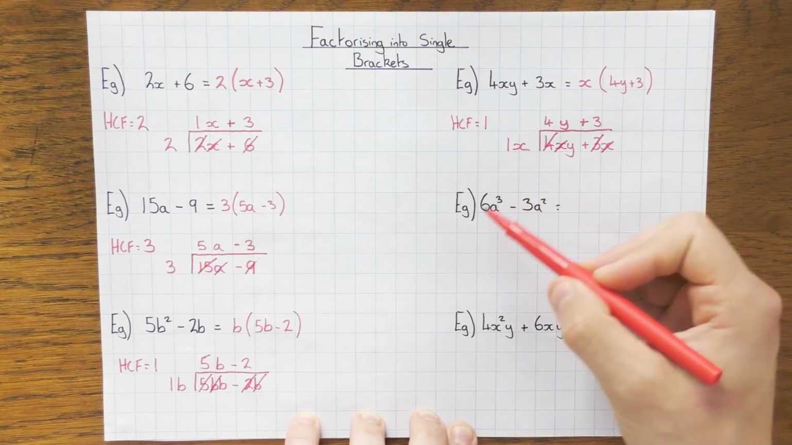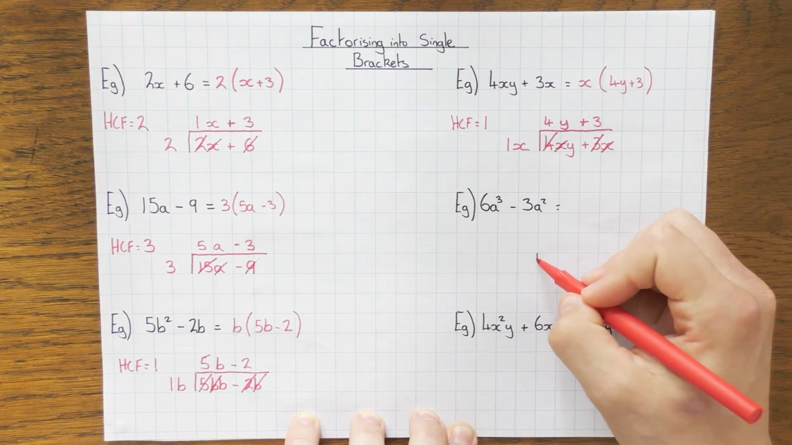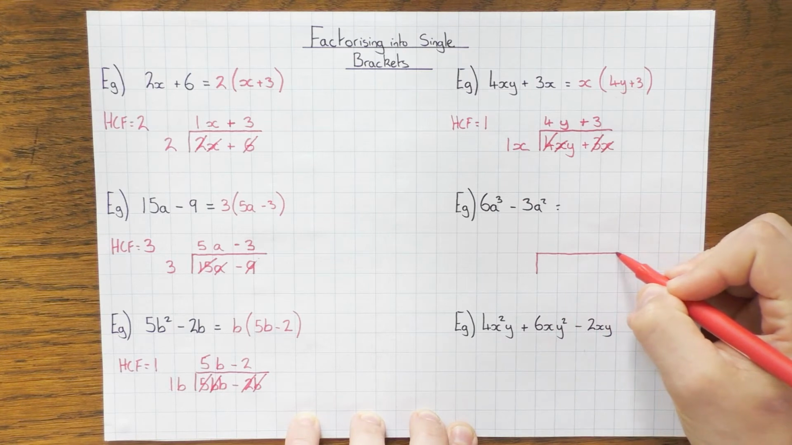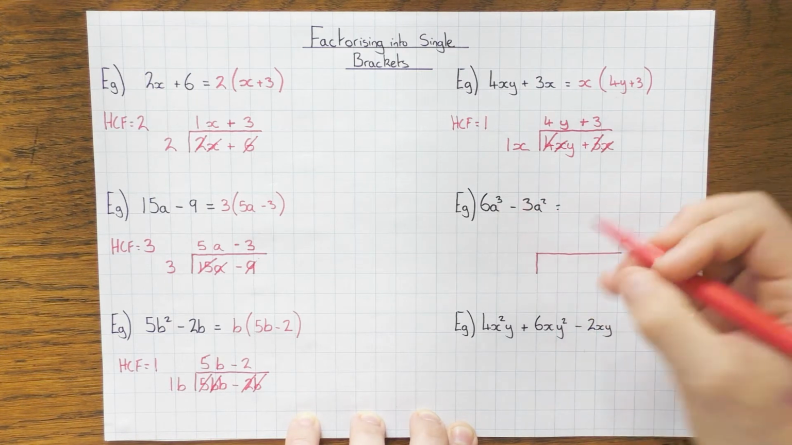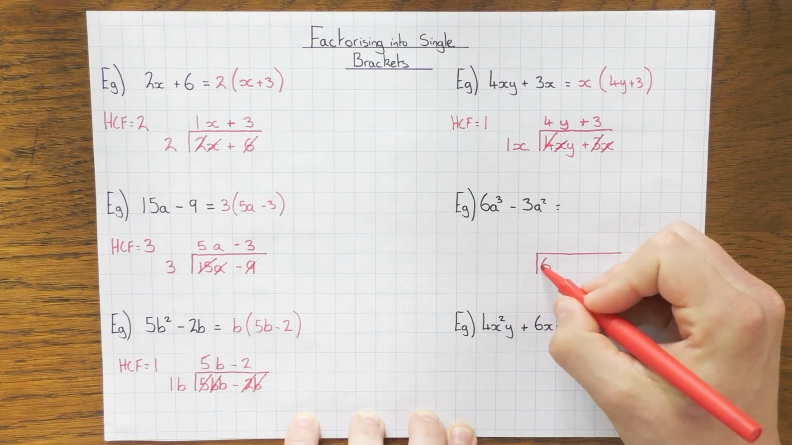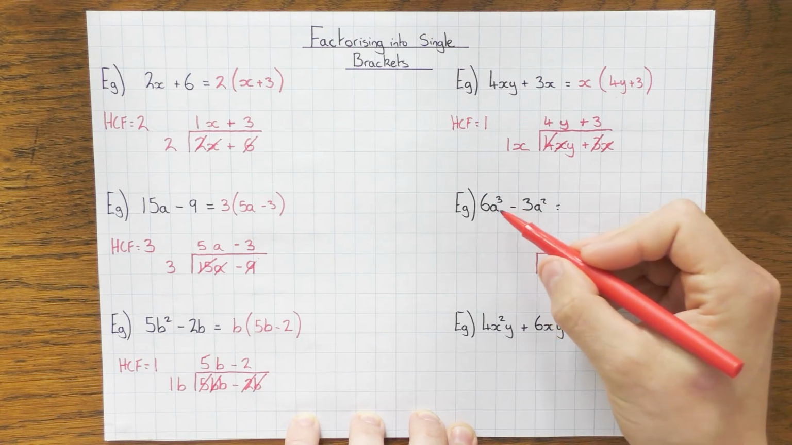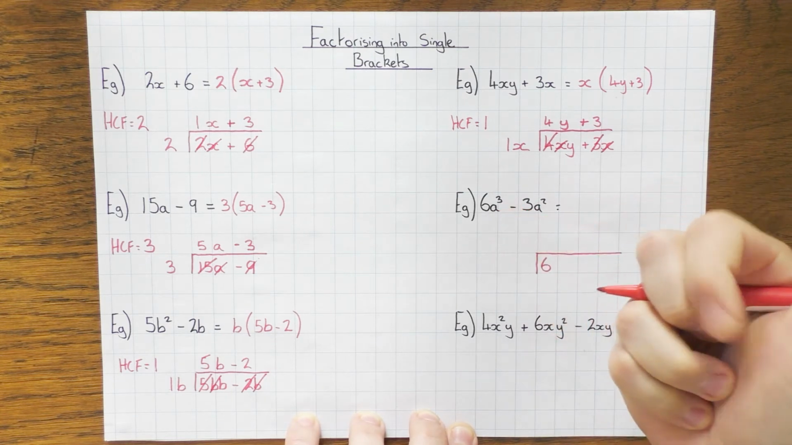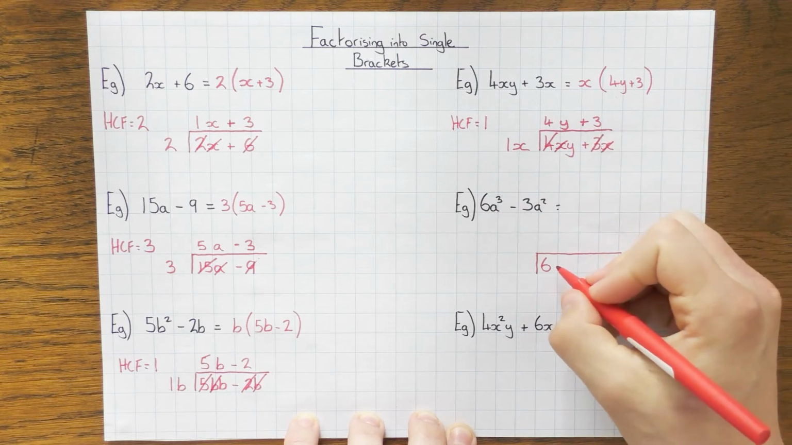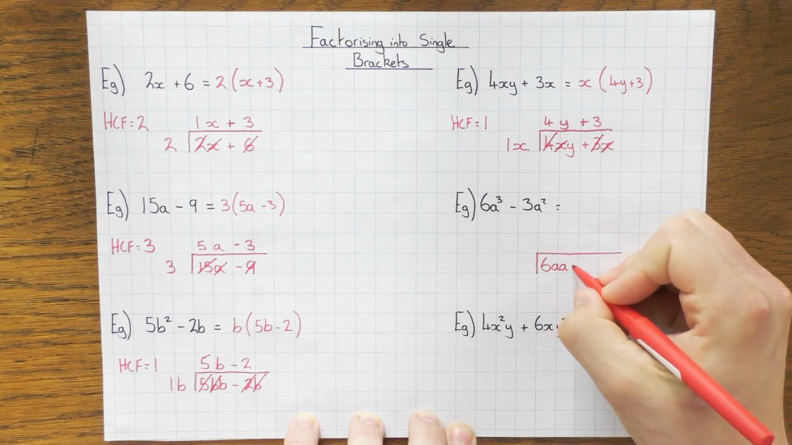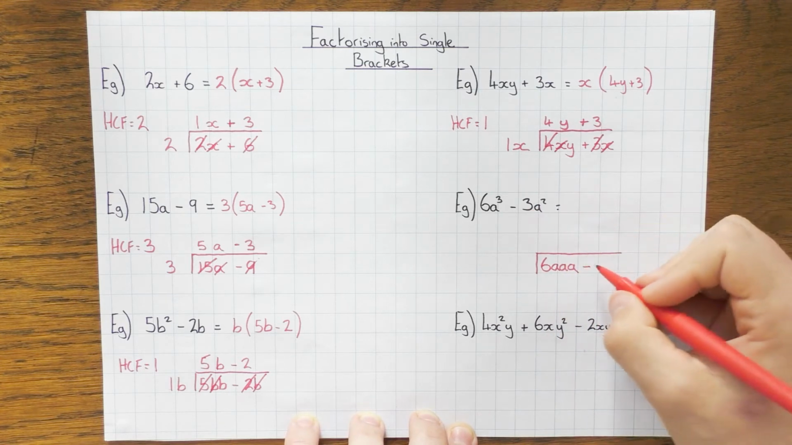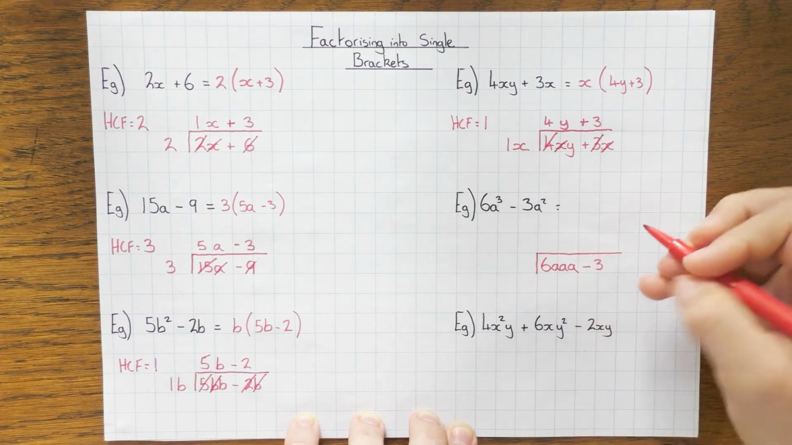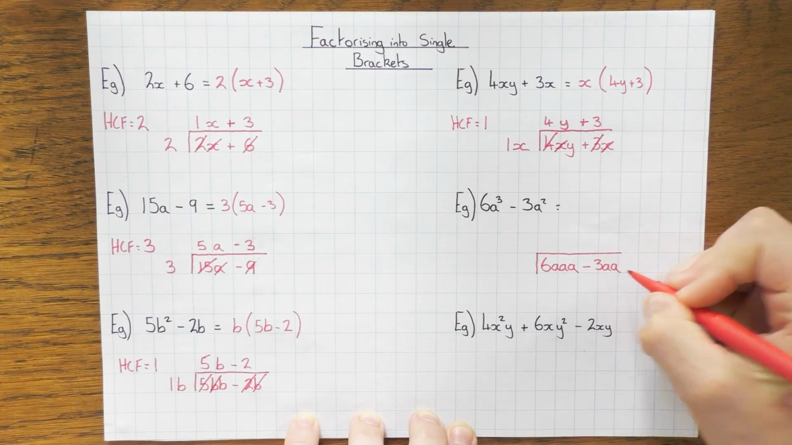Okay, so like we said, this one's a bit more interesting. So we draw the grid like so, okay, and we write it underneath. So there we go, 6, and I've got a cubed, which means a times a times a. I times it by itself 3 times. So I'm going to write a, and then I'm going to minus, and then I've got 3, and I've got a squared, which is a times a, so a like so.